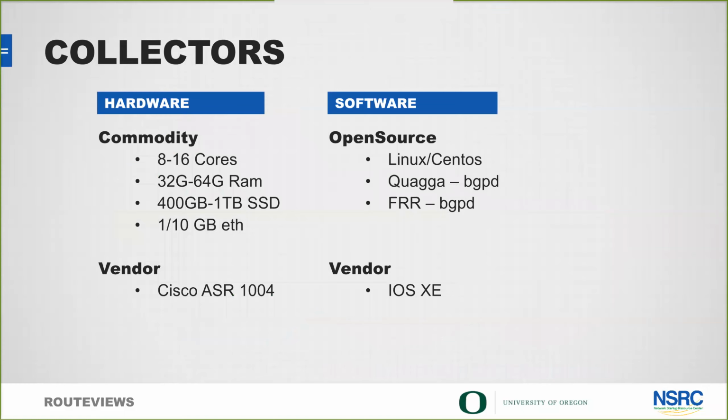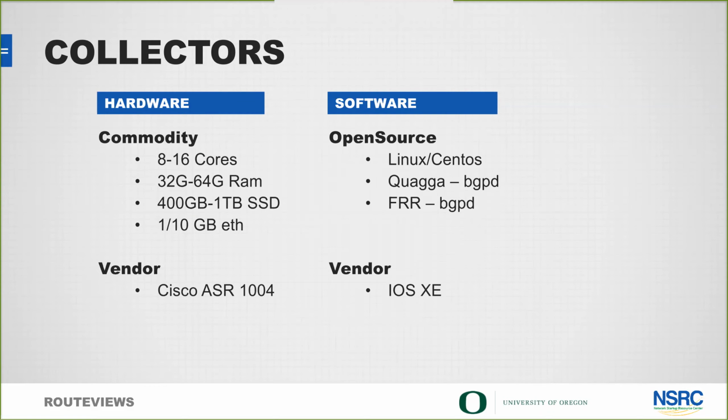So the general deployment for a collector is pretty straightforward. In cases where we're using hardware, it's a fairly modest, one-use server that we would deploy at a given exchange. So, 8 to 16 cores, 64 gigs of RAM, a terabyte of SSD, and 1 to 10 gig interface, depending on what the exchange fabric looks like. We do also have a single Cisco ASR that we use as our single vendor-supported router, in addition to what we use on the open source side.